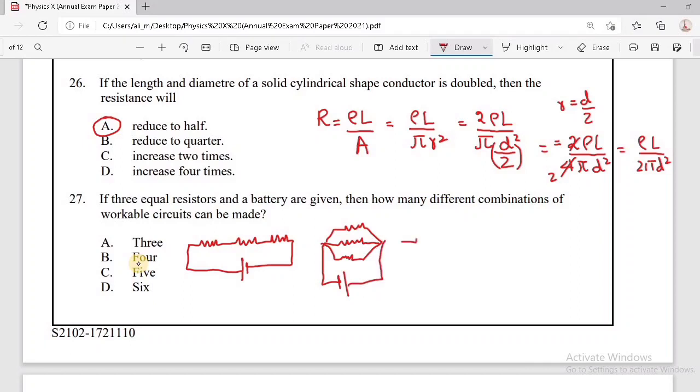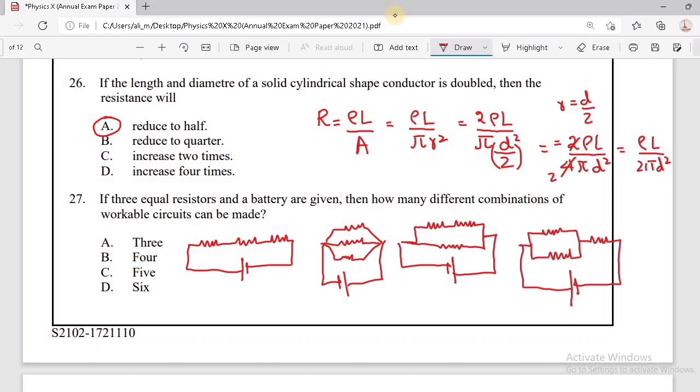And let's say we connect two resistors in series while the third one is in parallel with them. So we have another combination of resistance, and one more way we can connect these three resistances is two resistances in parallel and the third one in series. So we can actually make four different combinations of circuits with these given three resistors. So the correct answer is option B.